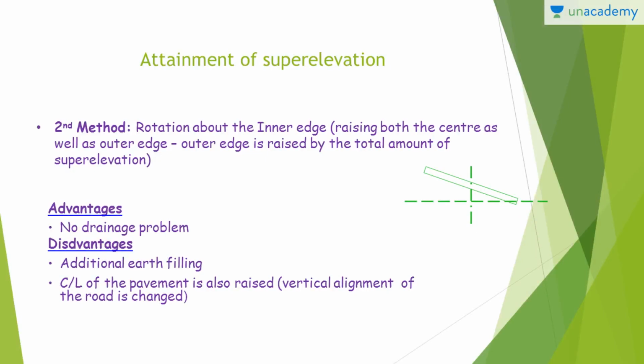You also have a second method to attain the superelevation, and in this case what happens is rotation about the inner edge. So this is the central line and this is the road.